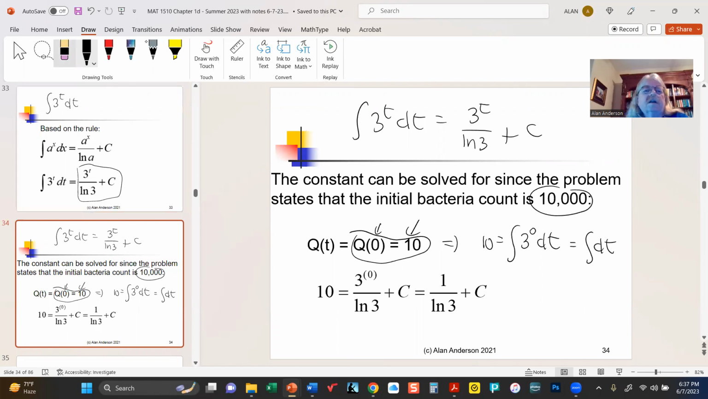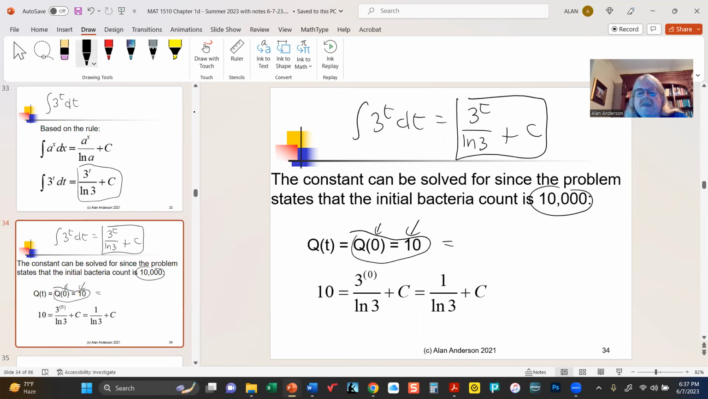Oops, no, sorry, I did this wrong. Q is 3 to the t over log 3 plus c, so at 0, Q is 3 to the 0 over log 3 plus c. And therefore, 10 equals 1 over log 3 plus c, which implies that c is equal to 10 minus 1 over log 3.